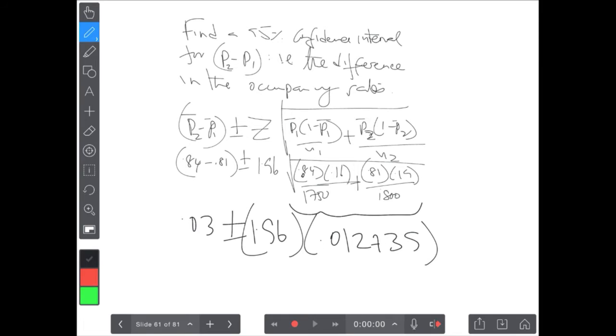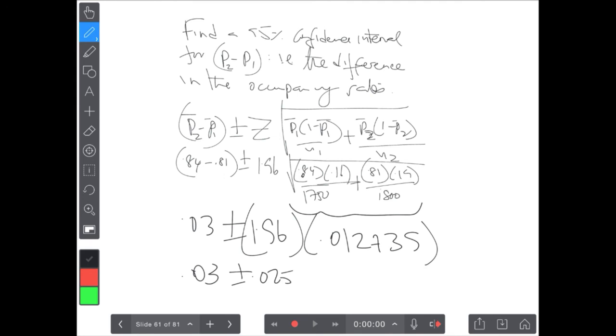So continuing from where we left off, we are now trying to complete this confidence interval. What we have is 0.03 plus or minus 1.96, which comes from the critical value based on a 95% confidence interval. And the value of the standard error is this piece right here, which is 0.012739. When we multiply that, that becomes 0.03 plus or minus 0.025.